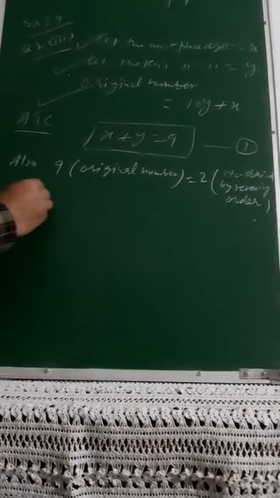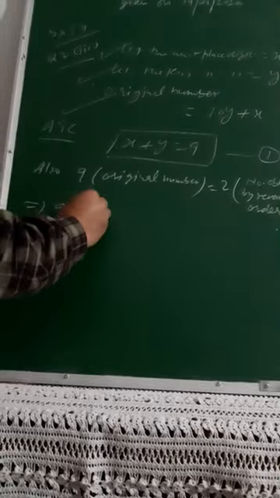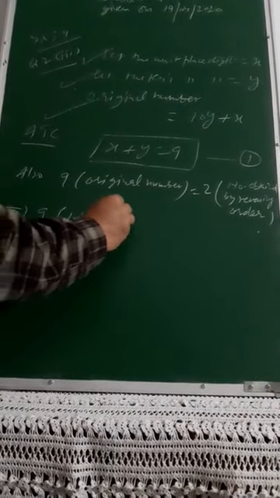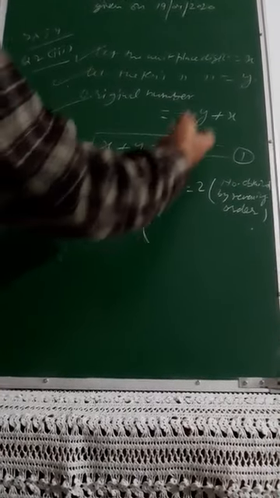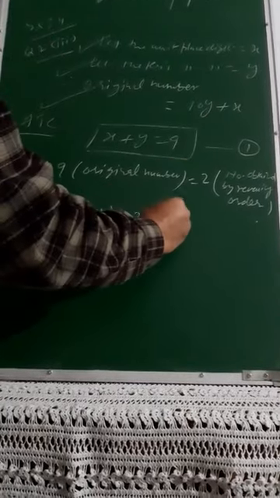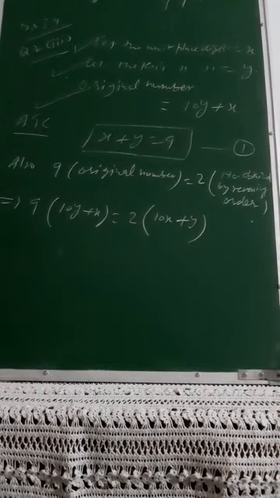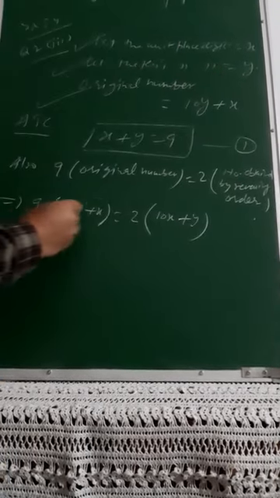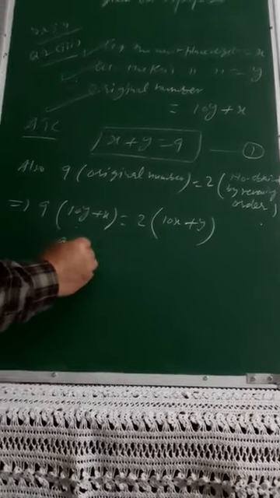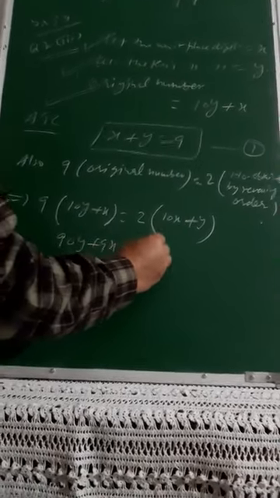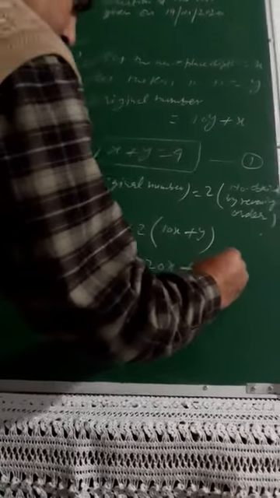So 9 times the original number is 9 times 10y plus x. Twice the number: simply you will interchange, 10 into x plus y. So this will be the number when you reverse the order. Whatever was at ones will come to tens, and whatever was at tens will go to ones. So here it comes 90y plus 9x is equal to 20x plus 2y.